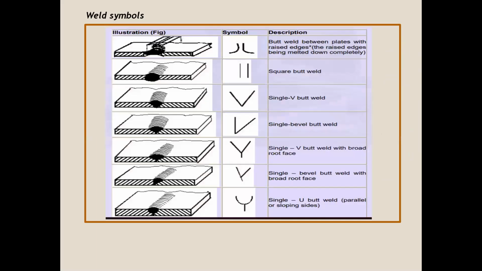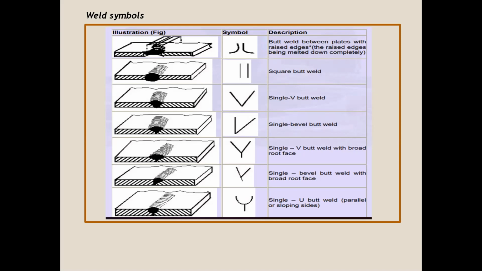Now go to the next topic, welded symbols, section 3. These are the symbols for the welding portion, to join two plates in the same plane. The first diagram, symbol and description: the butt weld between plates with raised edges.